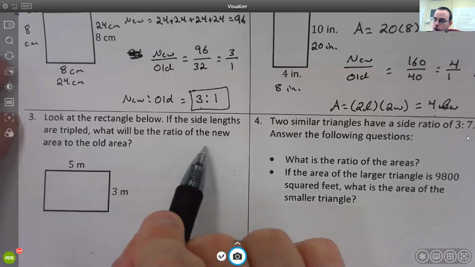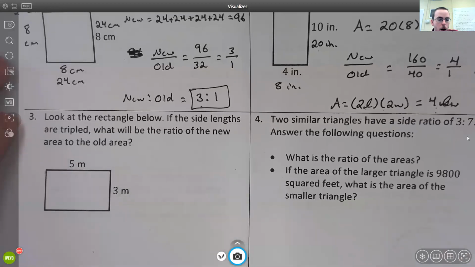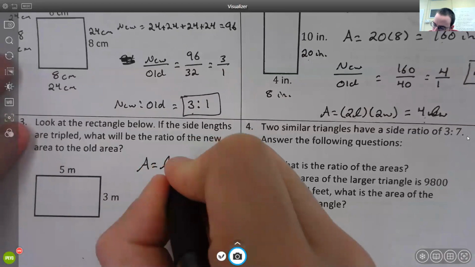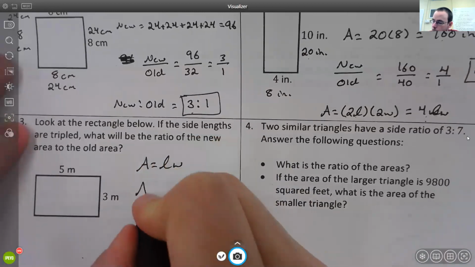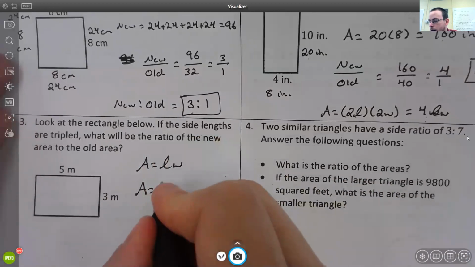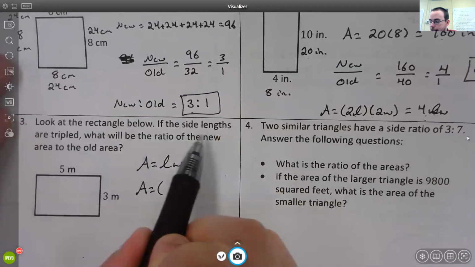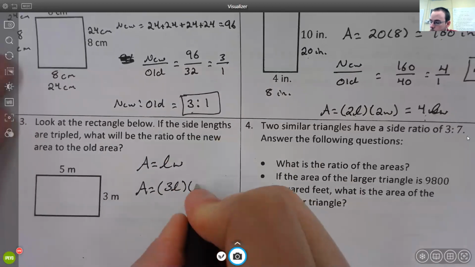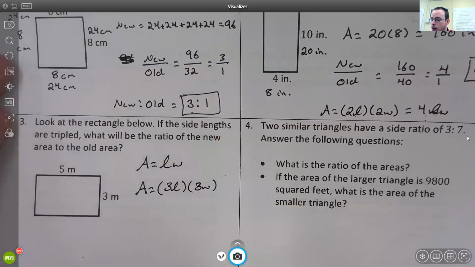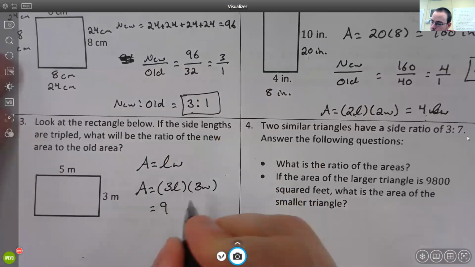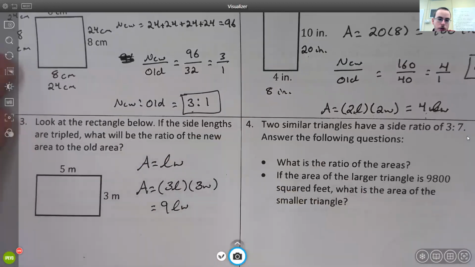What would be the ratio of the new area to the old area? So our old area is given to us by length times width, and our new area is going to be given to us by, we're tripling the side length. So we're tripling the length and we're tripling the width. So 3L times 3W, 3 times 3 is 9, and then the LW comes out.